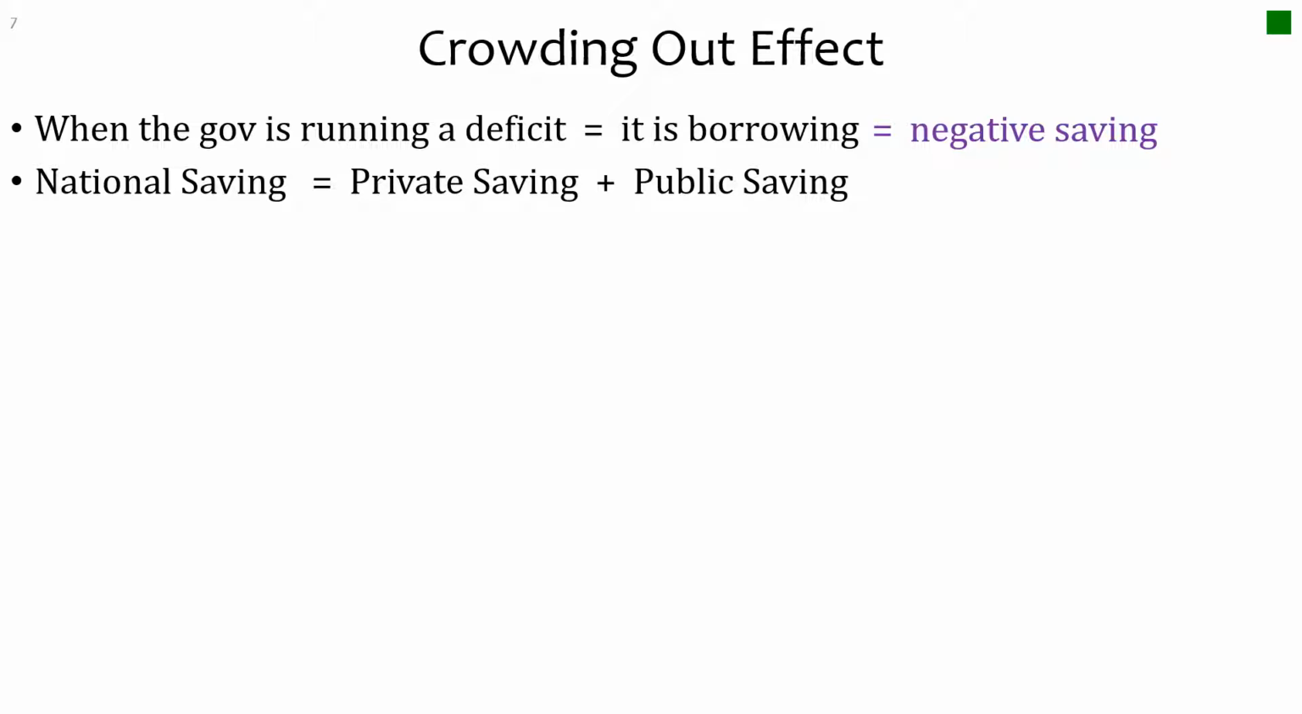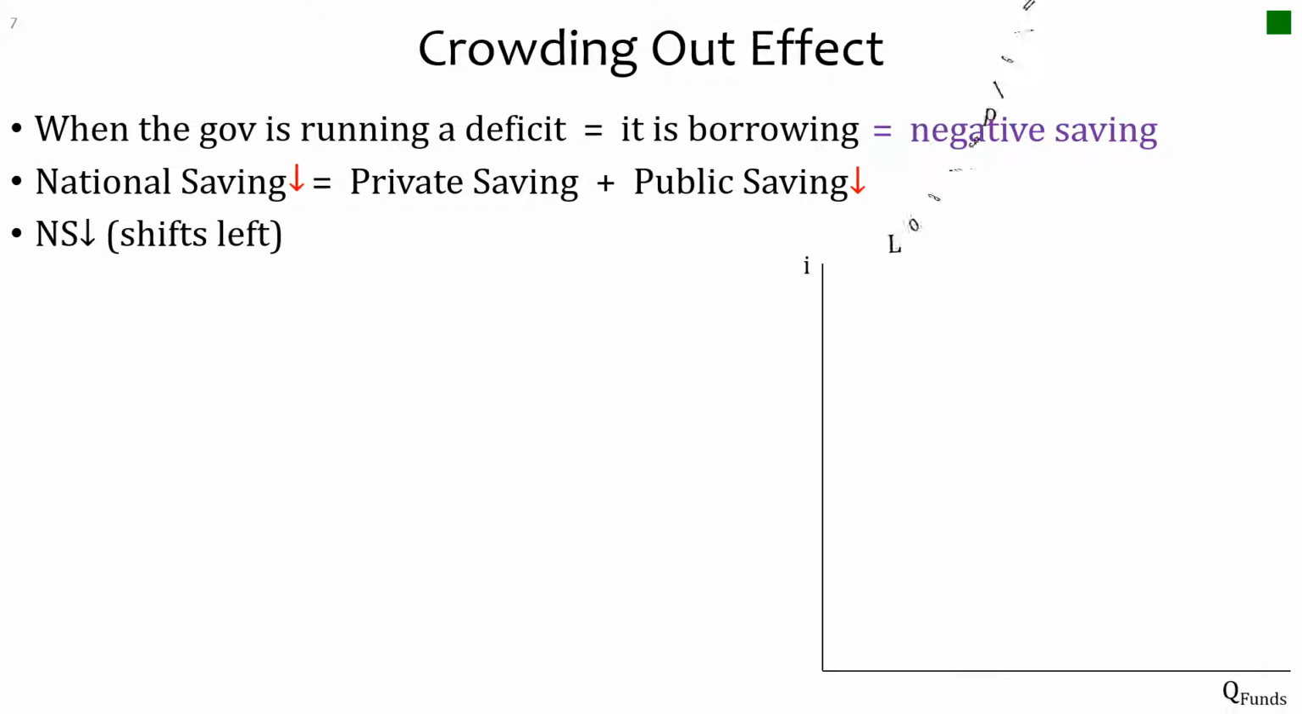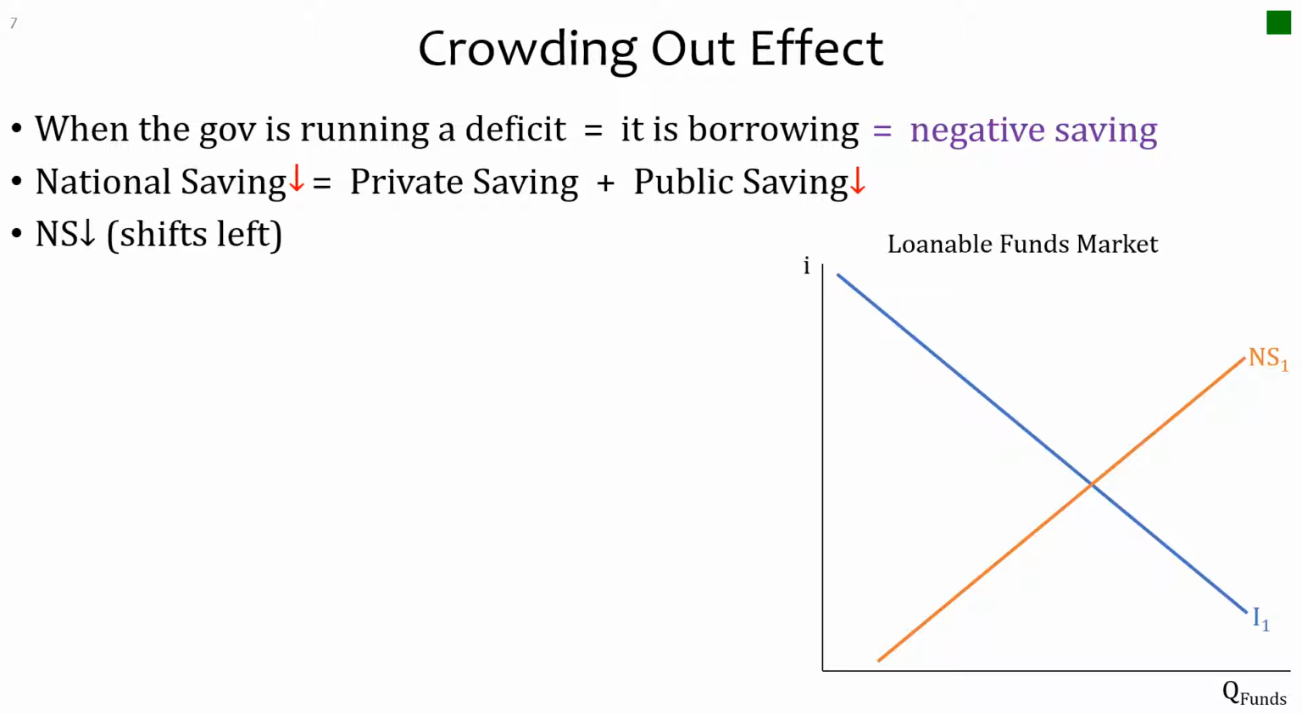So if you remember, we had this idea of national saving, which was private saving plus public saving, or the private sector saving and the government saving. If the public saving or the government saving goes down, national saving is going to go down. And you had a graph for NS, national saving, and it's going to shift to the left. So we're going to go to our loanable funds market, or the financial capital market, with the quantity of funds on the horizontal and the interest rate on the vertical, and we are going to look at our two curves, the national savings and the investment. So investment is really demand for loans, or the idea of borrowing.